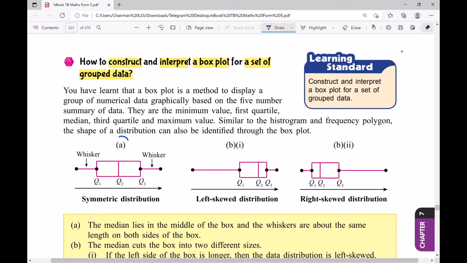The first one is the median. You know that the second quartile, Q2, is the median. The median lies in the middle of the box, right on the middle. And the whiskers are about the same length. So this one you call symmetric distribution.